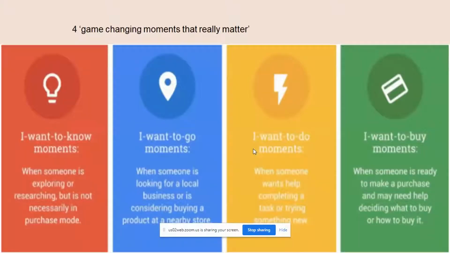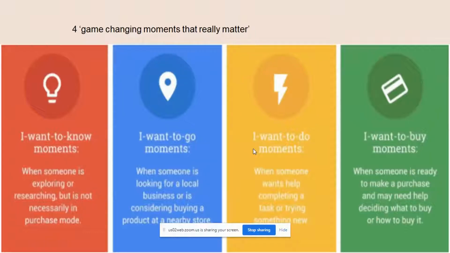So Google actually came out with this. There are 4 game-changing moments that really matter. The first one is the I-want-to-know moment. For example, when someone is exploring or researching, but is not necessarily in a purchase mode. So I have a problem, but right now I am not looking at visiting a hospital or a doctor. So I just pick up the smartphone and say, okay, what kind of headaches do people have when they are having any spinal problem. So this is the I-want-to-know moment. I want to know about that particular problem.